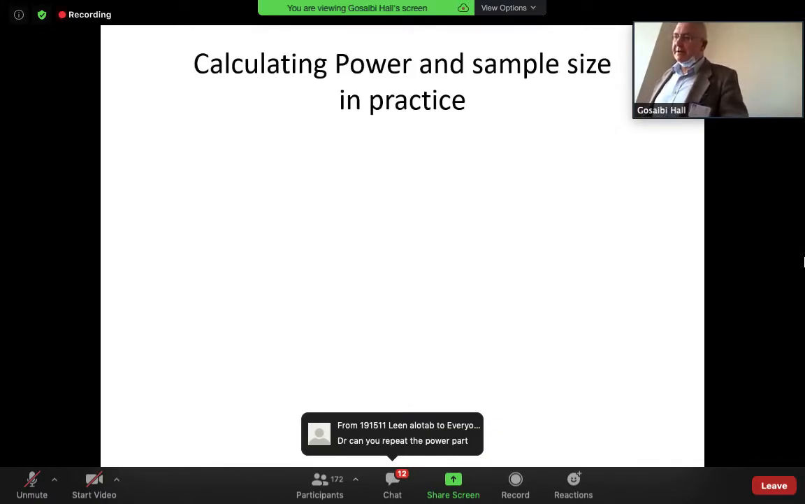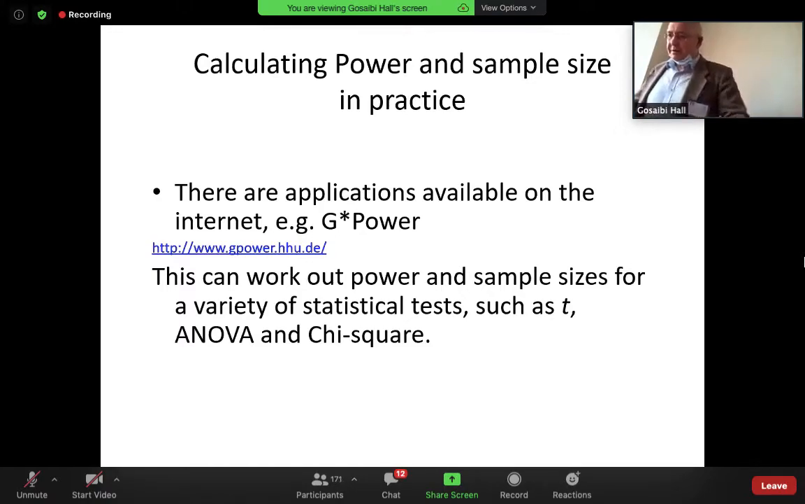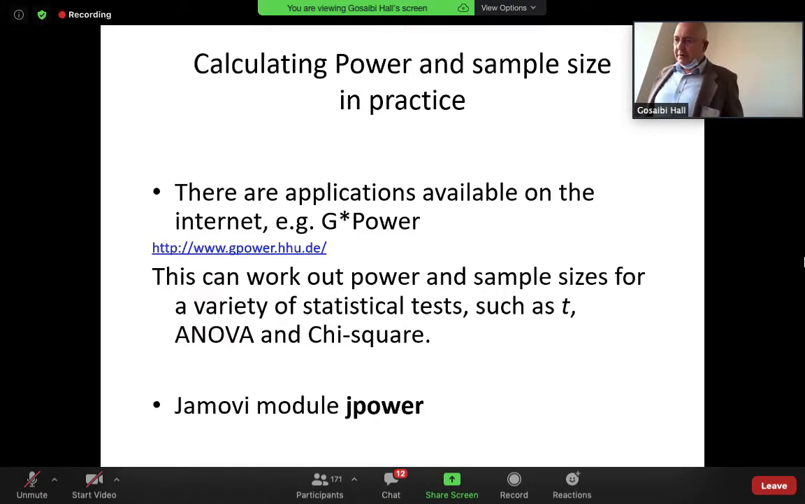So calculating power and sample size in practice. Now you can do the calculations by hand using Z, and we could go through that. It's slightly involved, but it's easier just to use an application which is available online. So G star power is quite good. There are plenty of other ones. It depends what you're doing. G star power is good for experimental studies, that sort of thing. But there are other ones if you're doing surveys which address those issues for sample size. Okay, so we can work out the power and sample sizes for many different statistical tests, such as T, ANOVA, chi-square. You haven't done these yet, but you'll be doing T and ANOVA next week and the week after.